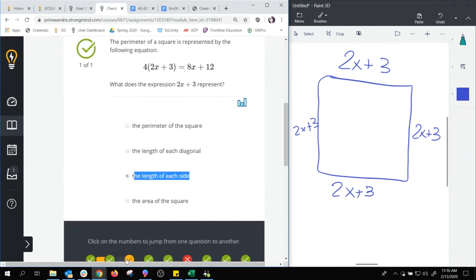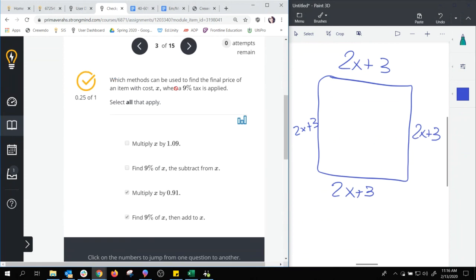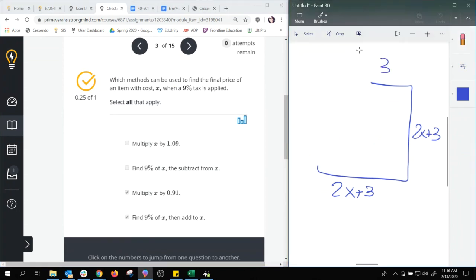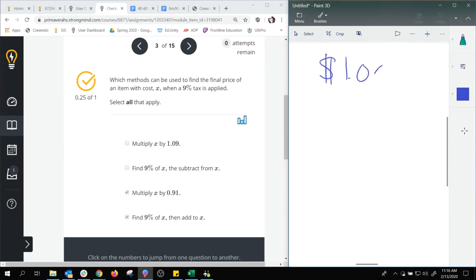All right. Next one. Which method can be used to find the final price of an item with cost x when a 9% tax is applied? Okay, so if you are buying something at the store, and say the item you're buying is $1. When you go to purchase it at the register, with tax included, is your total going to be more or less than that $1? Like if I'm like, here's this $1 candy bar I want, normally the cashier will say, all right, your total is like $1.12. So would our total be more or less, including tax?